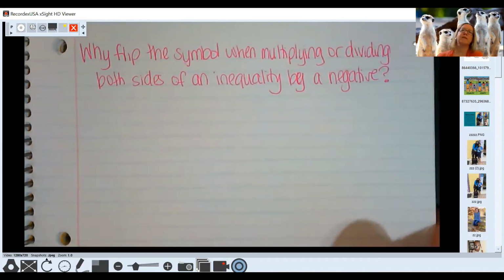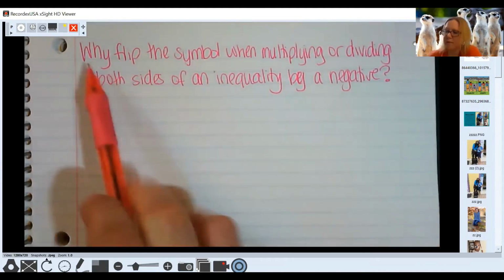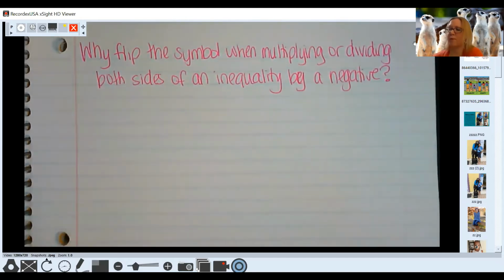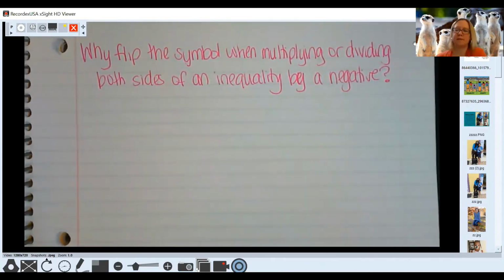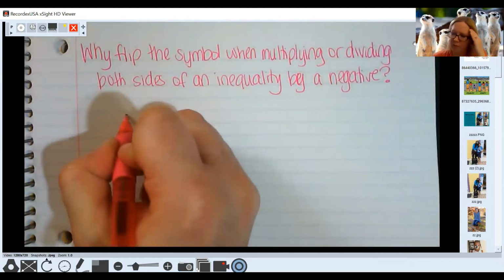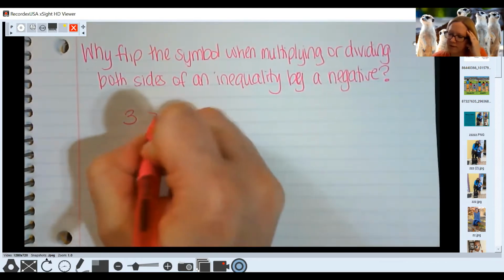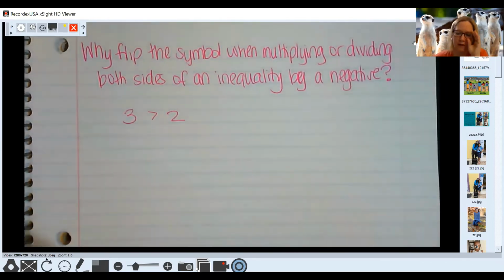Okay, so the reason this works, as far as why we flip the symbol when multiplying or dividing both sides of an inequality by a negative, is that if you're multiplying both sides, they're both becoming the opposite. In fact, let's look at this with actual numbers instead of variables. We know that this inequality statement right here is true. We've known that since kindergarten or earlier: 3 is greater than 2.